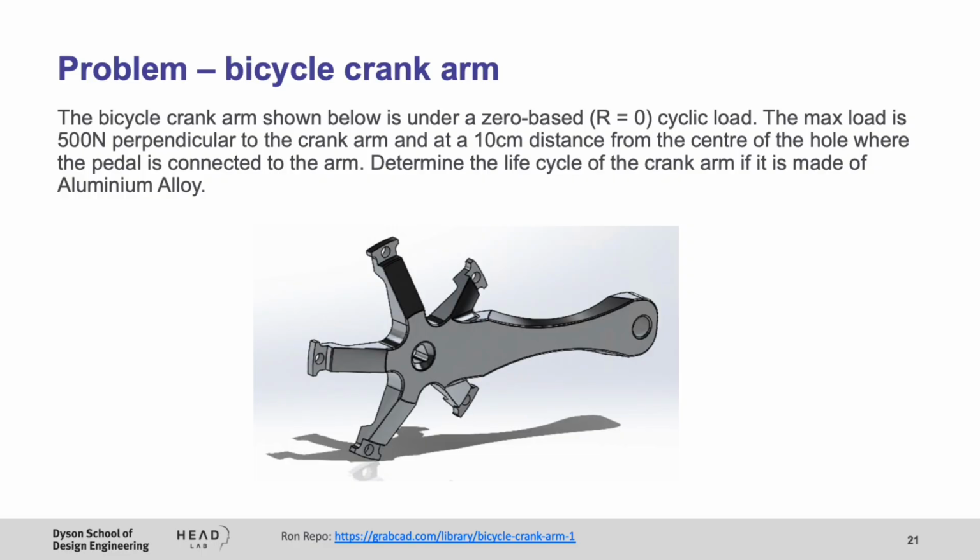Well, now let's solve a practical problem. This crank arm is under a zero-based cyclic load, so it means the load goes from 0 to maximum and back to 0. The maximum load is 500 newtons. It is perpendicular to the crank arm, so in this direction, and at a 10 centimeter distance from the center of the hole where the pedal is connected to the arm. So this is the hole, and it's located 10 centimeters from this center.